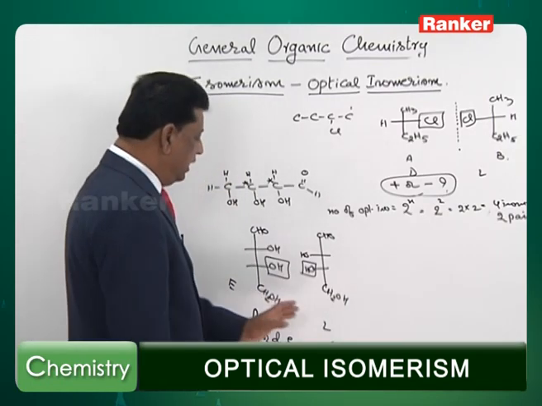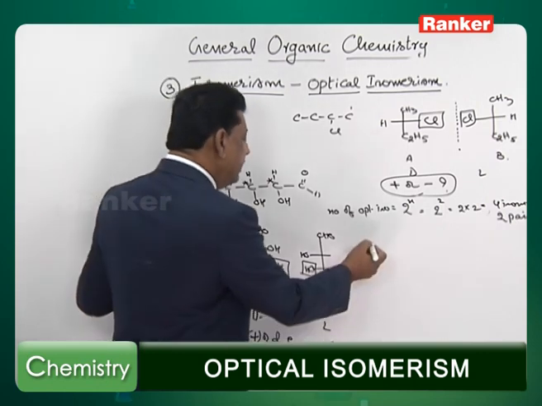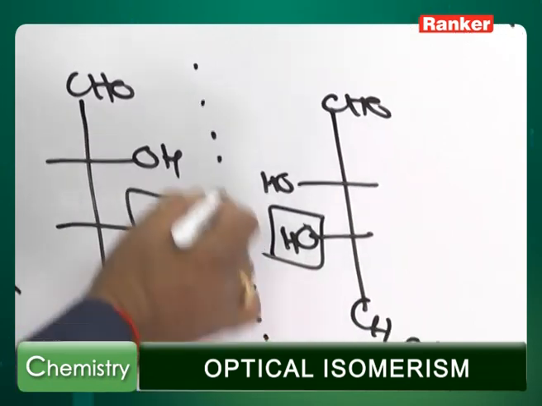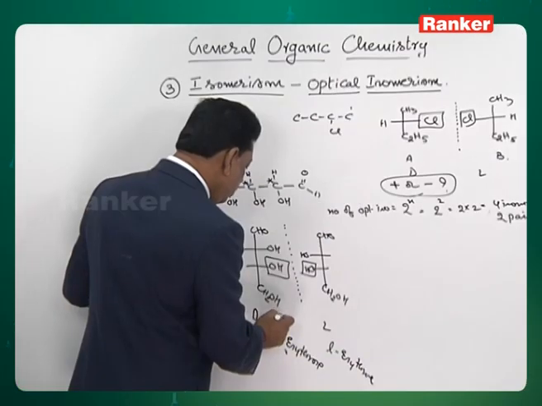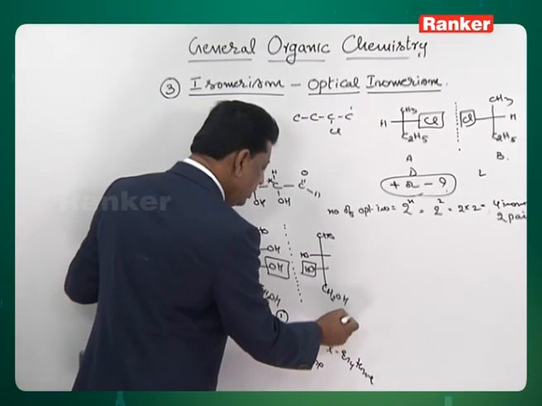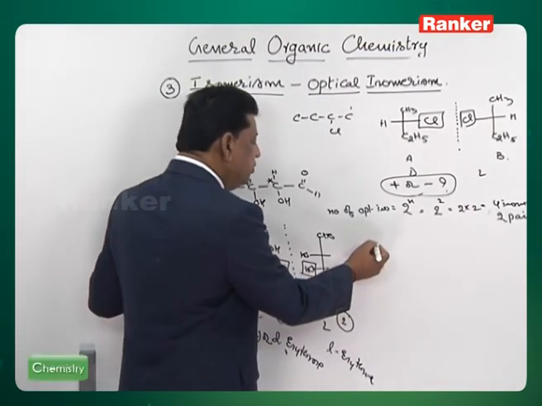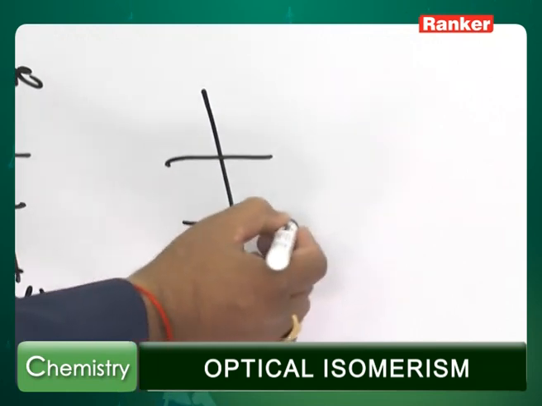D erythrose, L erythrose. And another set, these 2 are one set of enantiomers. Let us say 1 and 2 are a set of enantiomers. Now look at another set of enantiomers.